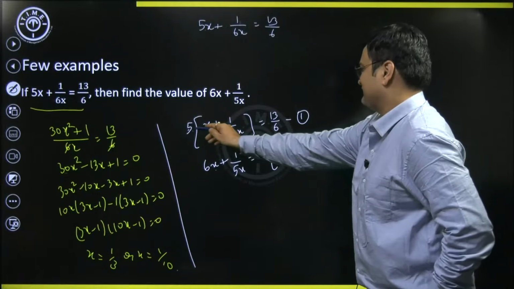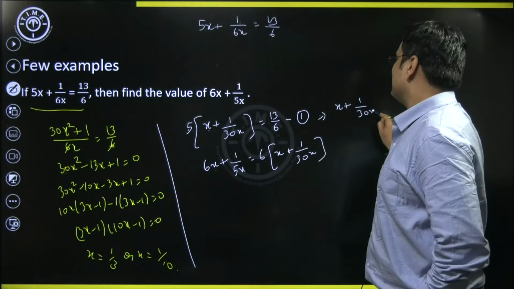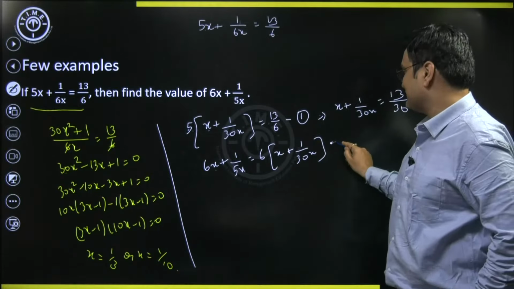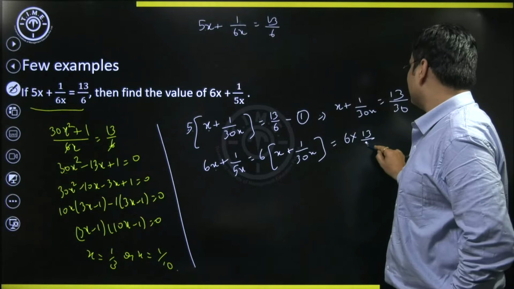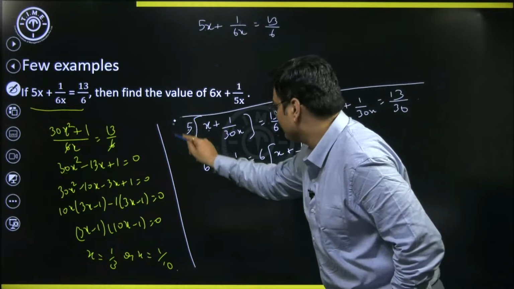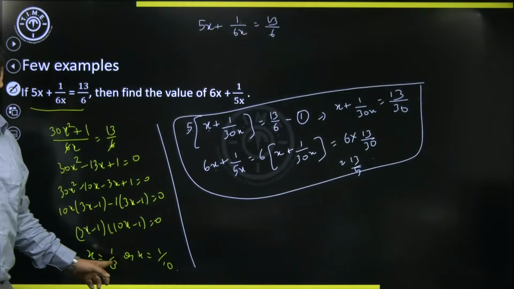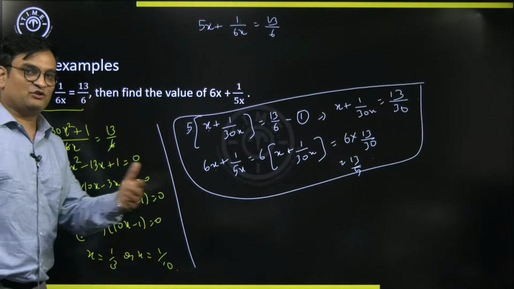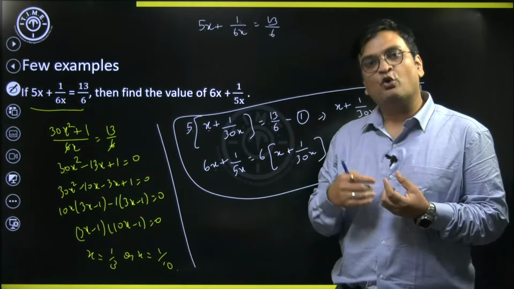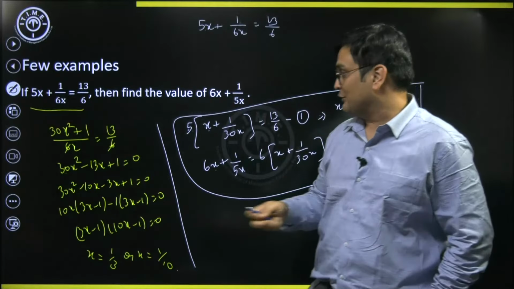Or rather, you take this 5 to the other side, and you get x plus 1 by 30x equal to 13 by 6 into 5, which is 30. Substitute this now. What answer do we get? 6 into 13 by 30, which is nothing but 13 by 5. If you solve it this way, this question should take around a minute. But if you do it the regular, traditional way, you would take much longer. This is what I mean by picking a smarter approach over the traditional approach. This is a very good example to understand that. I hope we are clear with this.